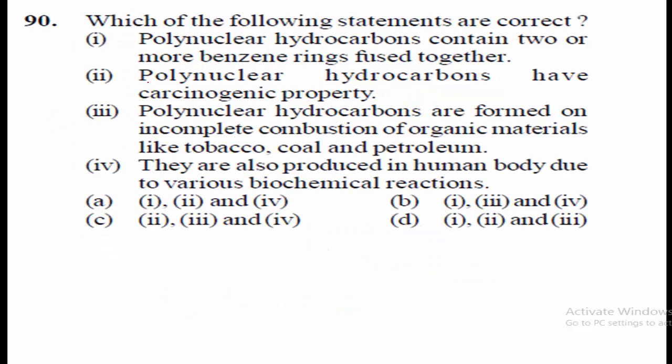Then the last one, 90th. Which of the following statements are correct? Polynuclear hydrocarbons contain 2 or more benzene rings fused together. This is the right statement. Second, polynuclear hydrocarbons have carcinogenic property. This is also the right one. It causes cancer. Third, polynuclear hydrocarbons are formed on incomplete combustion of organic materials like tobacco, coal and petroleum. This is also the correct one.